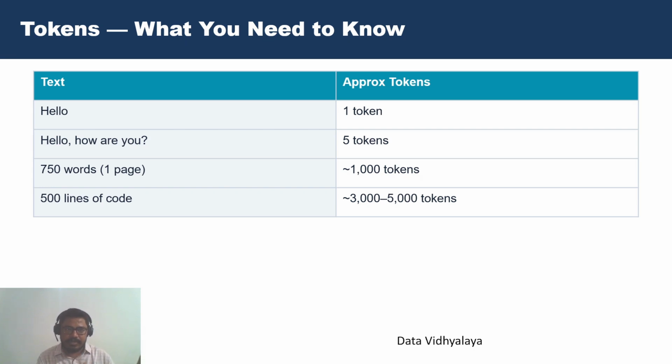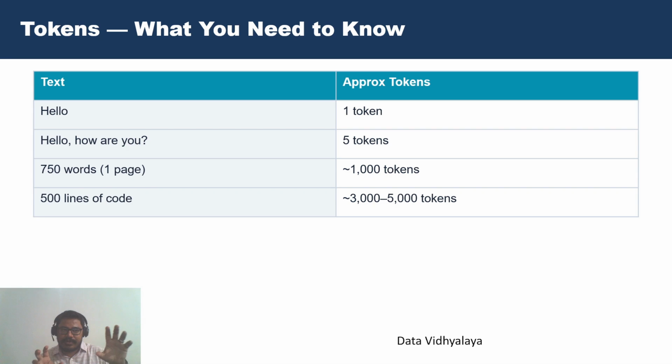Like "hello" is considered one word, the comma and space is considered a second word, "how" is considered a third word, "are" a fourth word, and "you" and the question mark are considered five tokens. Okay. So it is just an approximate way of analyzing this: if you split a particular sentence or text into tokens, it would be around that number of tokens.